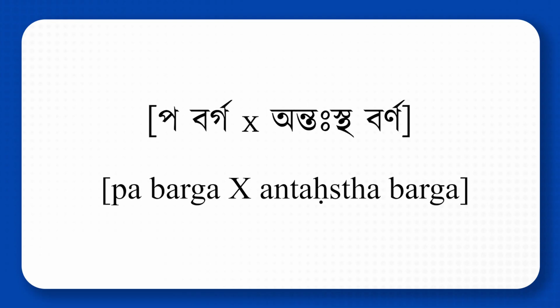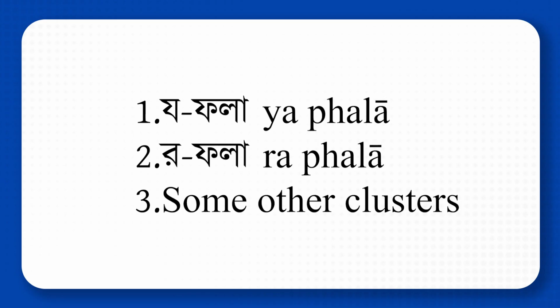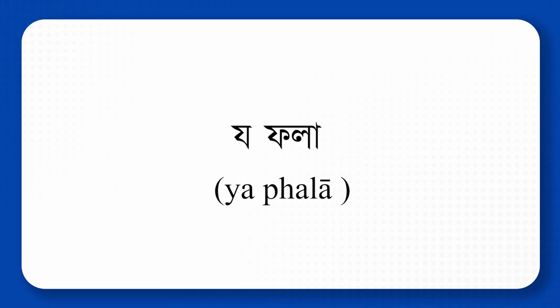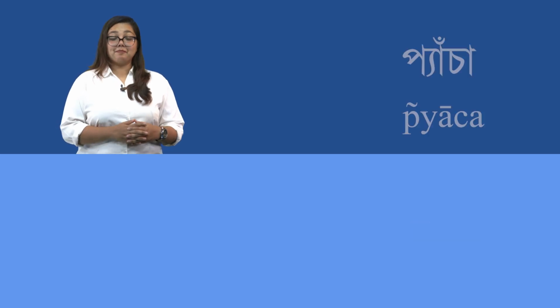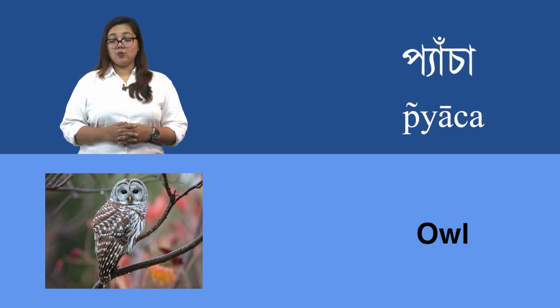The next merge is প-বর্গ with অন্তঃস্থ-বর্ণ. Here again we will get conjuncts with জ-ফলা, র-ফলা, and some other clusters. First, start with conjuncts where the second member is জ-ফলা. First we have প-এ-জ-ফলা. We have দুষ্প্রাপ্য, which means rare, and প্যাঁচা, which means owl.